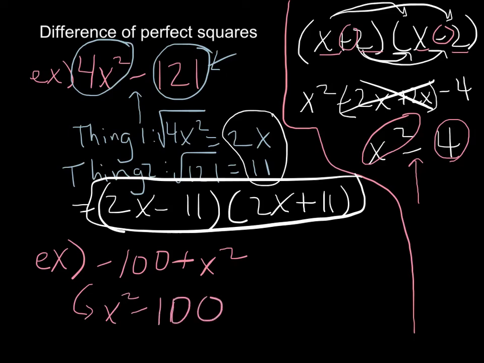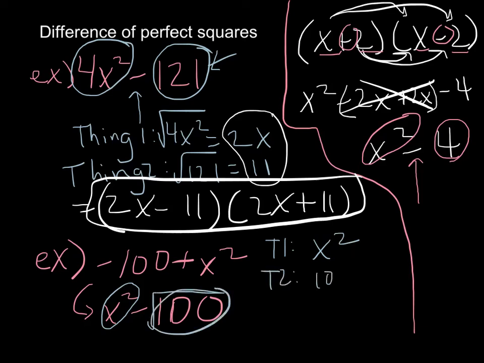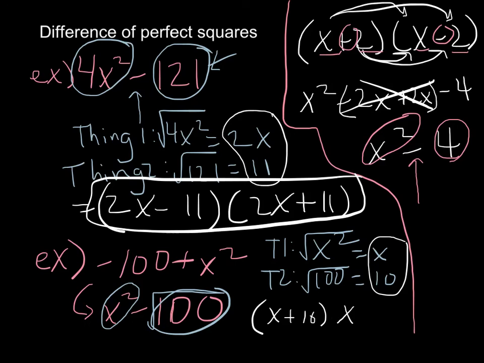Alright, then again, I want to go in and find thing 1 and thing 2. Thing 1 is x squared, and thing 2 is 100. Then I want to go in and take the square root of both of those. Well, the square root of x squared is just x. The square root of 100 is 10. So I'm going to take those two things and I'm going to add them together and I'm going to subtract them, making sure I do thing 1 and then thing 2. So I have x plus 10 times x minus 10. And that would be my final answer.